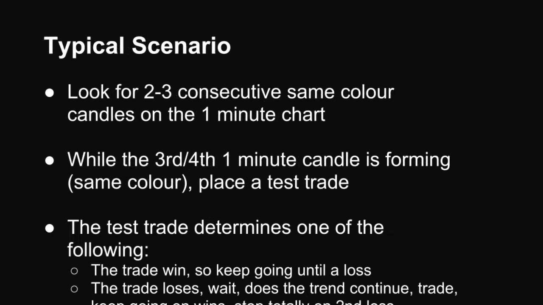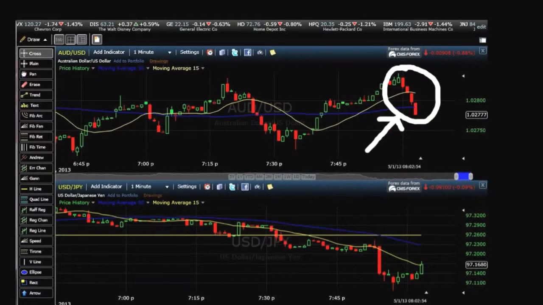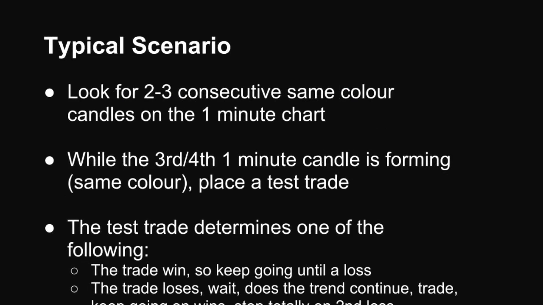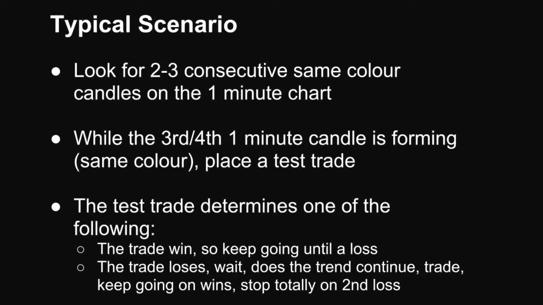So let's go through a typical scenario. Just bring this window up a bit. Alright, so first we're going to look for 2 to 3 consecutive same color candles on the 1 minute chart. Whilst the third and fourth 1 minute candle is forming with the same color, this is where we place a test trade, just to confirm the trend.